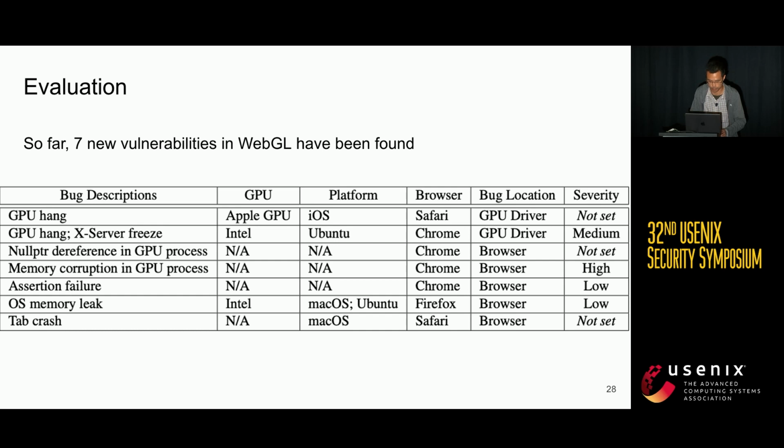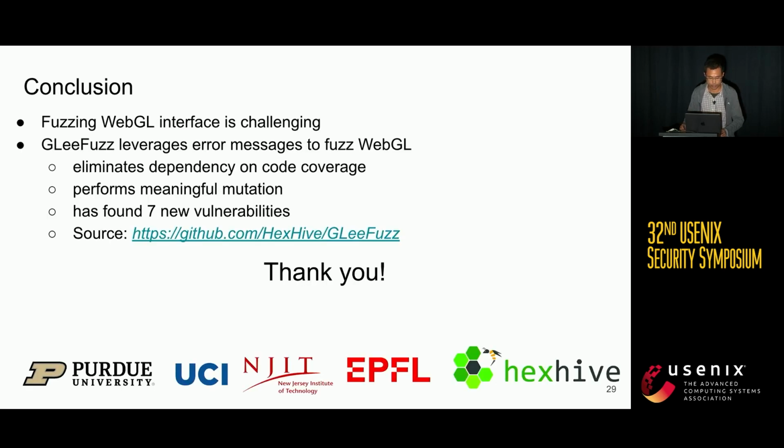So in conclusion, fuzzing the WebGL interface is hard, and with GLeeFuzz, we use error message guided fuzzing to overcome this dependency on code coverage, and we perform meaningful mutation based on error message. We have found 7 new vulnerabilities. GLeeFuzz is open source. You're welcome to try and let us know if you find any new vulnerabilities.